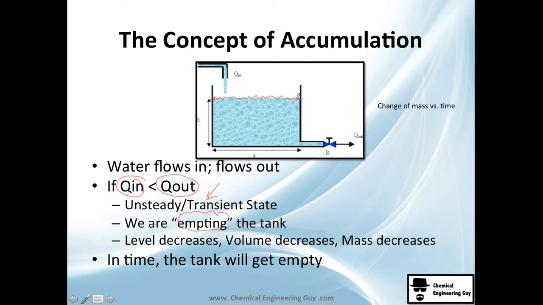So you have this level, and let's say you have 2 liters going in and you're taking 5 liters out. You know that eventually the level is going to drop, the volume of course is going to decrease, and since volume is related to mass because of density, and we're going to suppose density is constant, the mass also decreases. As time passes by, the tank will get empty.